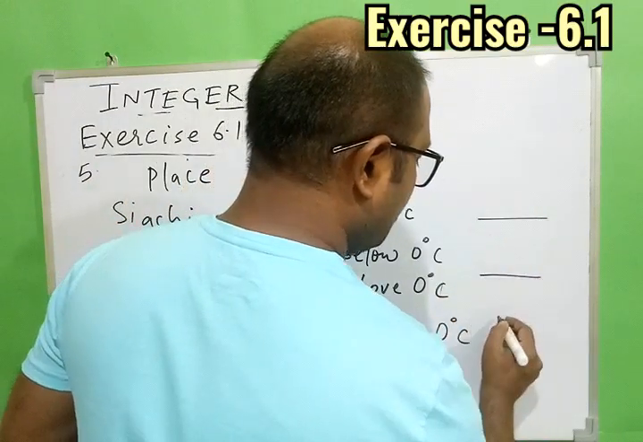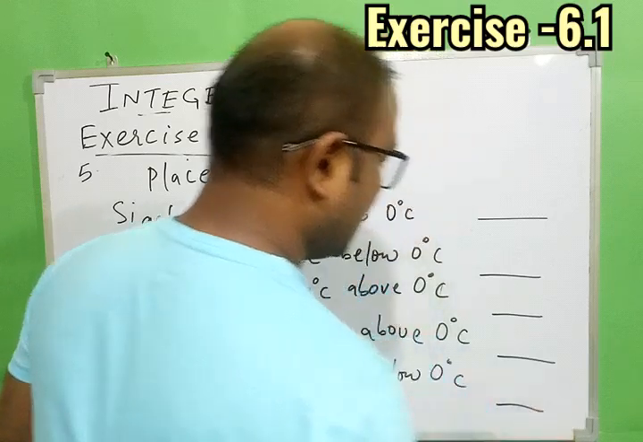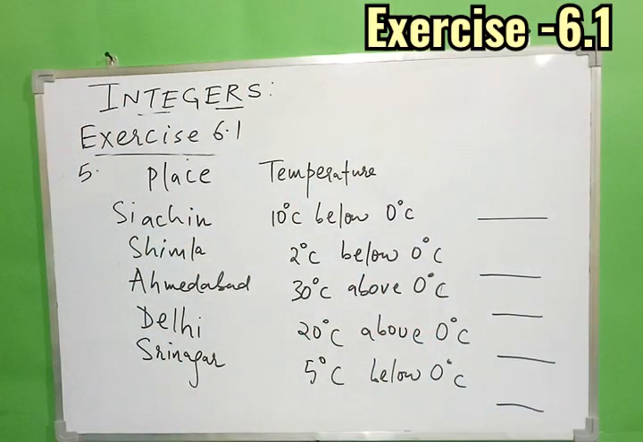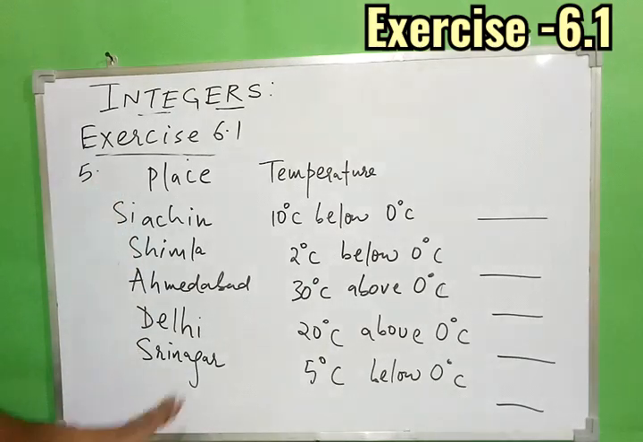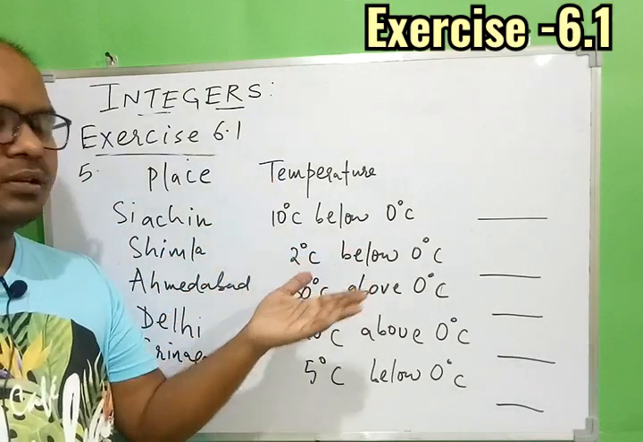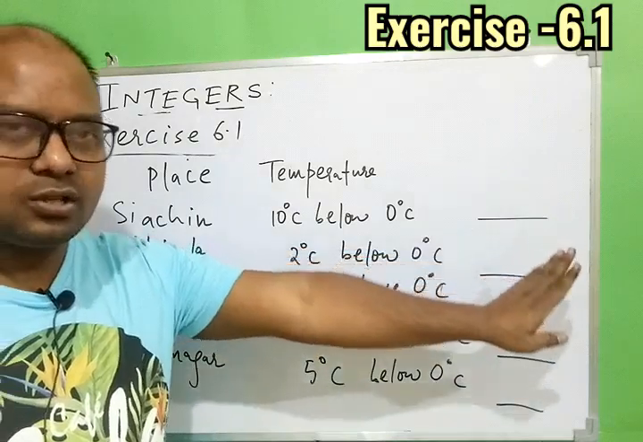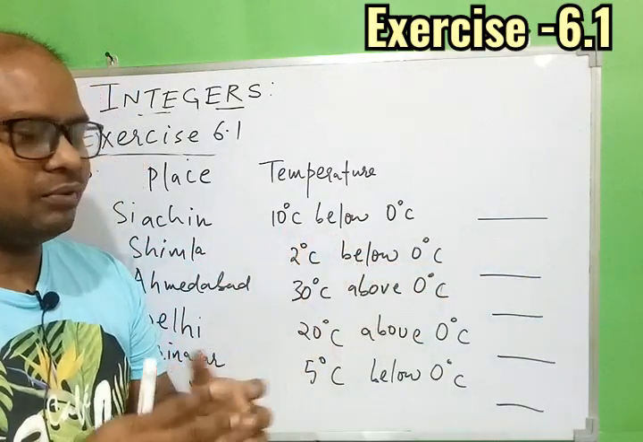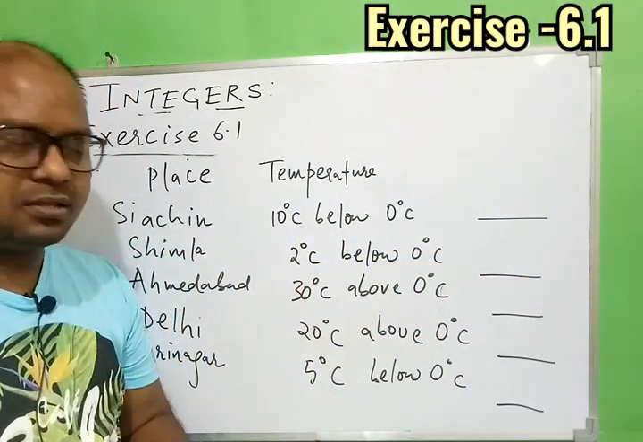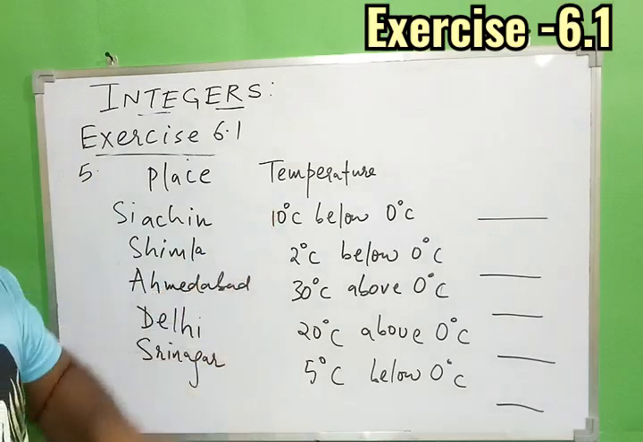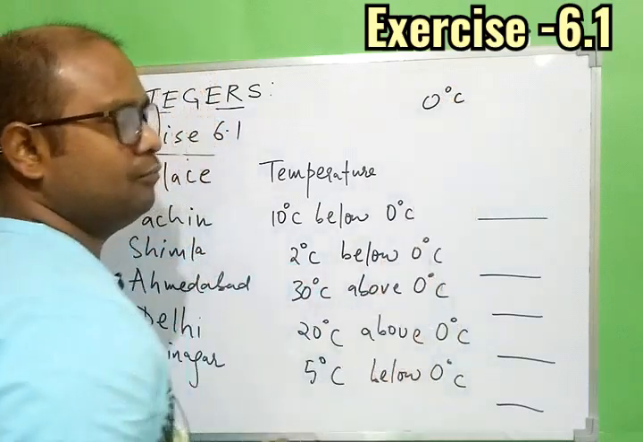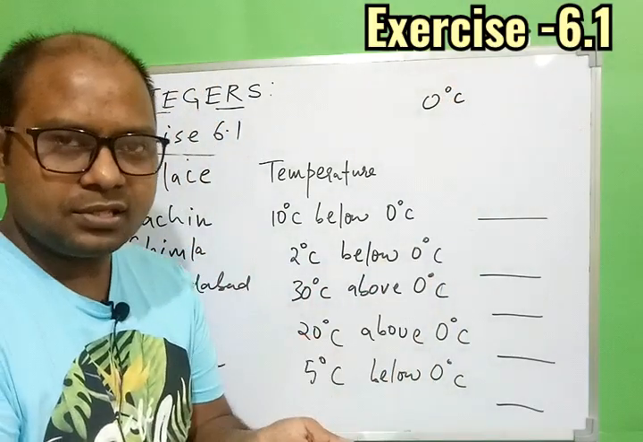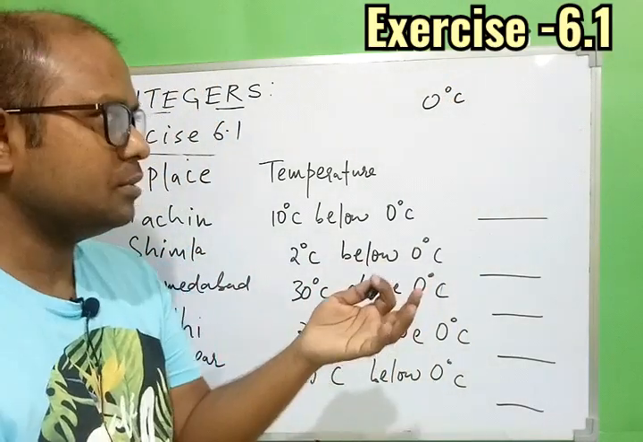So we have to show this temperature with the help of numbers. So the statement is given to us. So these are the names of the places, and the temperature is given in the form of this statement, and in the last column we have to write down the temperature with the help of positive or negative integers. So it is understood that when we are talking about temperature, 0 degree will be, we can say, the reference from where we start the measurement.